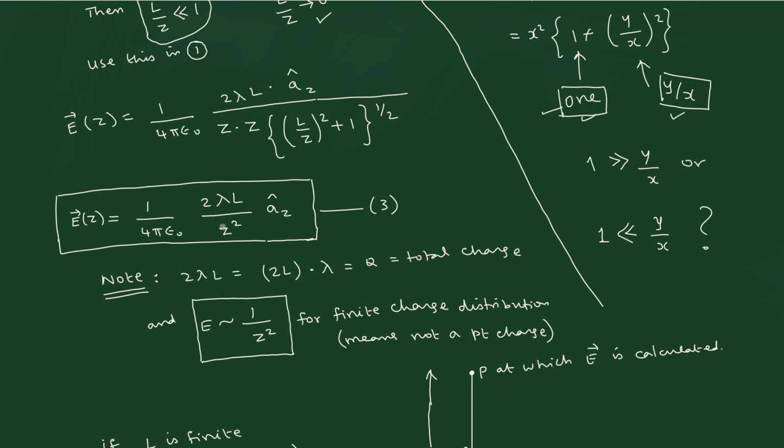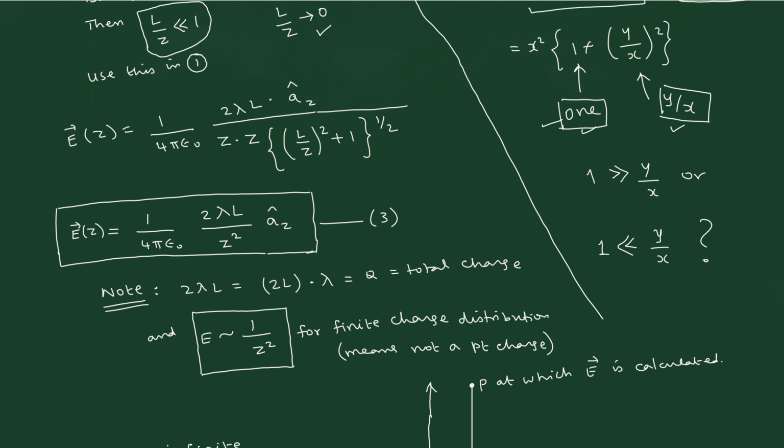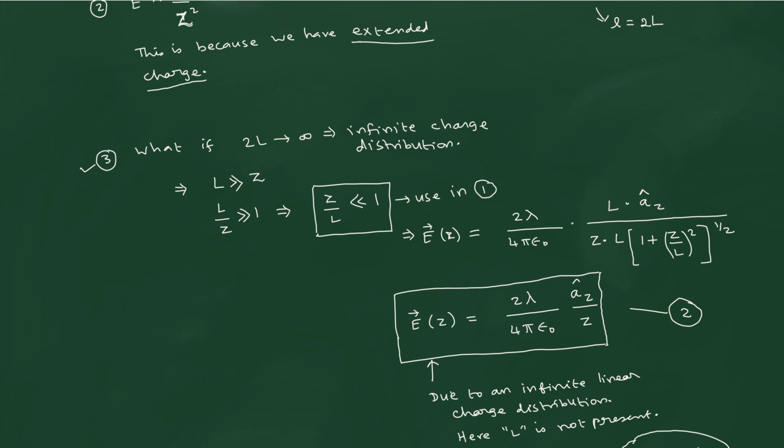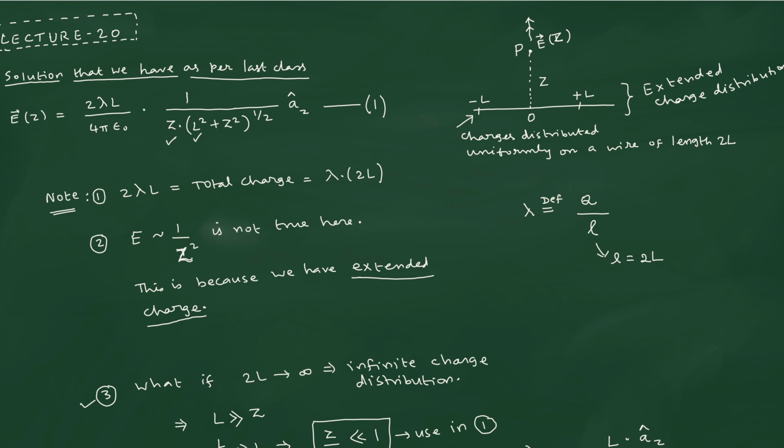In which case, the total charge that is present is 2 lambda into L. This is important. 2 lambda L will be equivalent to the total charge. So you can always replace this by Q. You can read it like this: 1 by 4 pi epsilon 0 into Q by Z square. So these are the 3 important conclusions that you can get from the solution to the problem that we had in the last class.